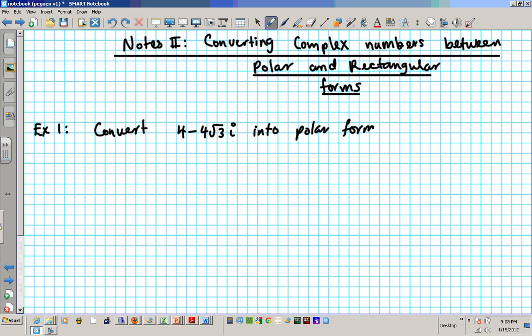Okay. Is this a coordinate or a number? It's not a coordinate because you don't have commas and parentheses. Obviously, this is a complex number, right? This is the a part, this is the b part, the real part and the imaginary part, okay? We want to convert it into polar form, okay?